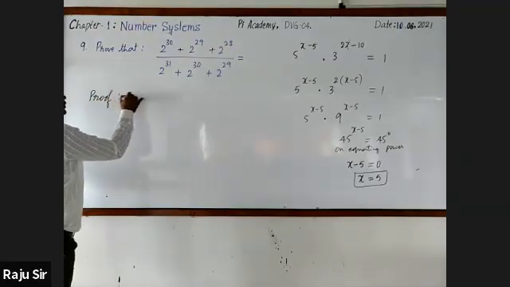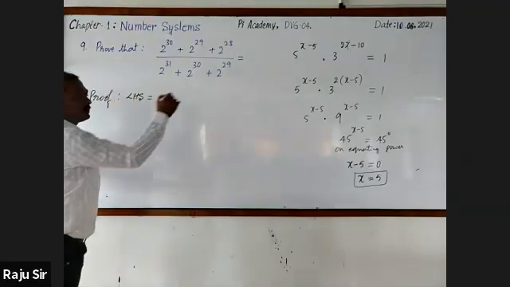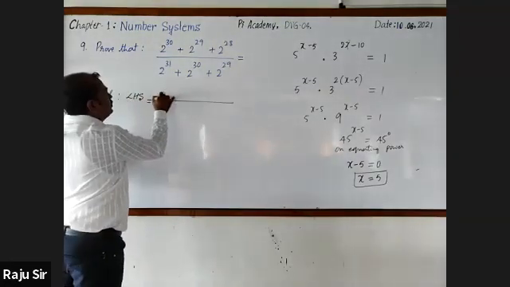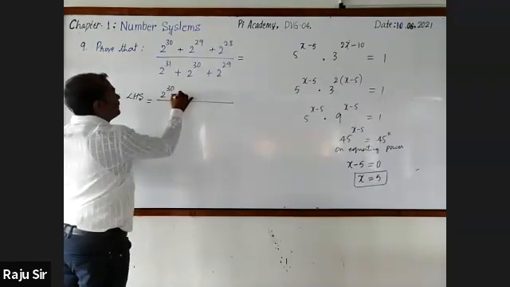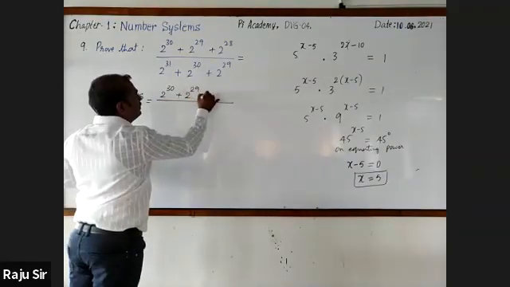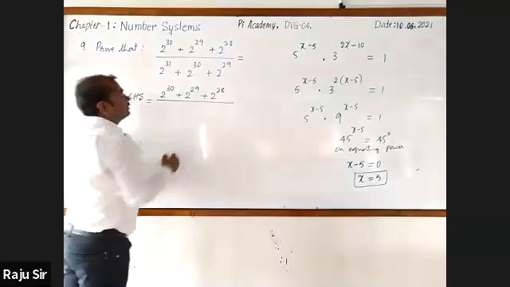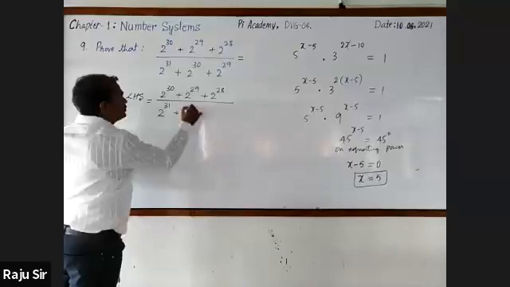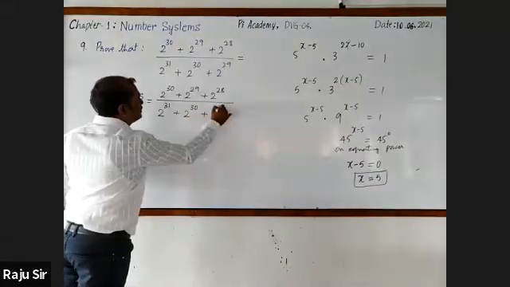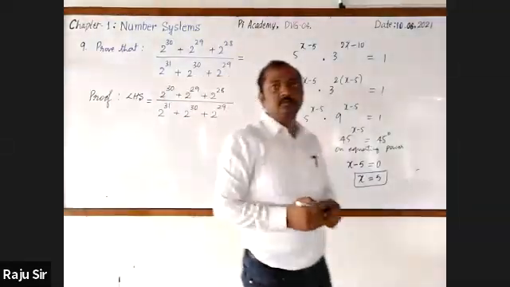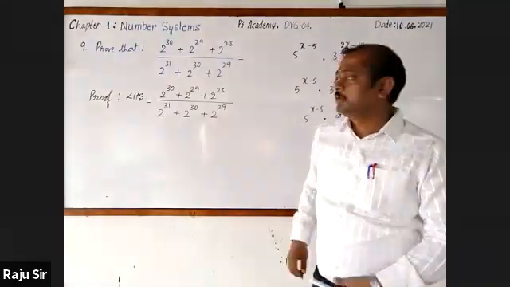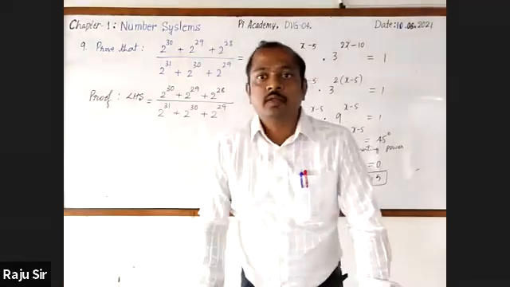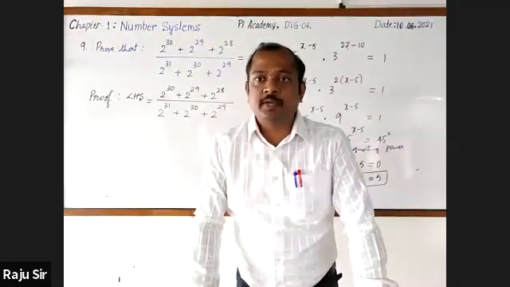Prove. LHS mark. Copy this as it is quickly. This is 2 raised to the power 30 plus 2 raised to the power 29 plus 2 raised to the power 28, by 2 raised to the power 31 plus 2 raised to the power 30 plus 2 raised to the power 29. Okay, you may stop writing now.